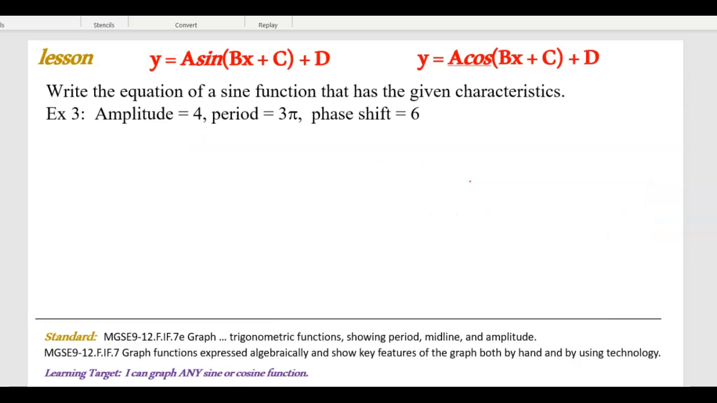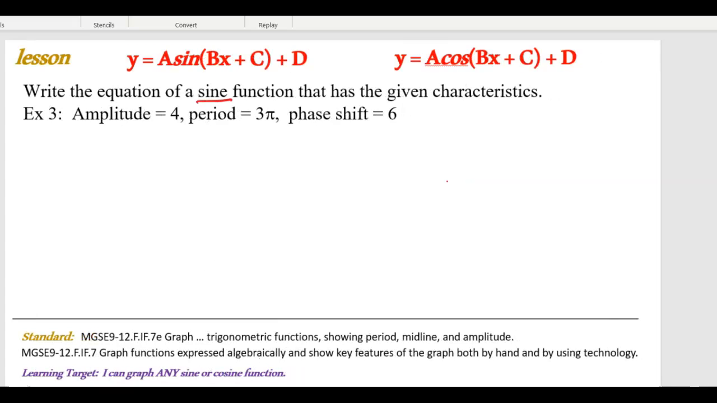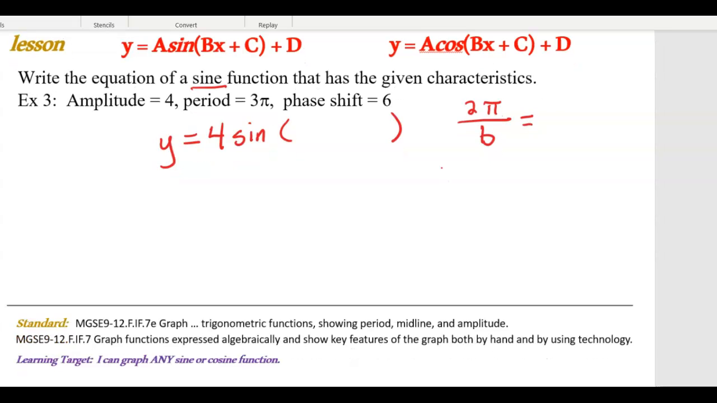Okay. Now, if you're given the equation in terms of A, B, C, we'll do D in a minute, you can graph the function. If you're given enough information to find A, B, and C, can you write an equation? Of course. So let's write this equation in terms of sine. So you have y equals the amplitude times sine of. So to find B, you know the period is 2 pi over B. Okay, and the period was given as 3 pi.